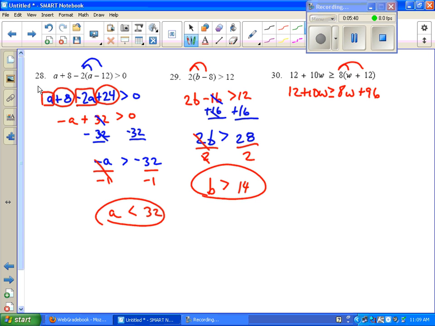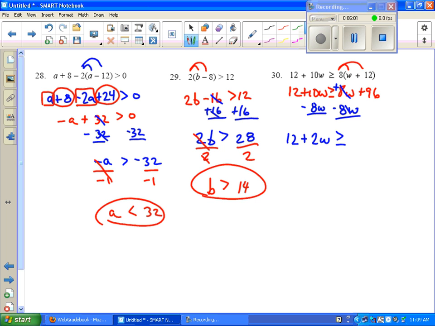Move all your W's to the same side. This is positive 8W, so subtract it. If you subtract it on the right, do likewise on the left. 10W minus 8W is 2W. Bring the rest down. You had a positive 12. It's positive 2W, so plus 2W. All we did was subtract 8W, so keep greater than or equal to.